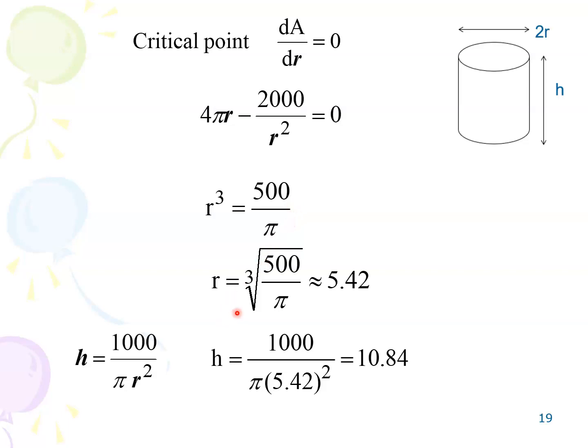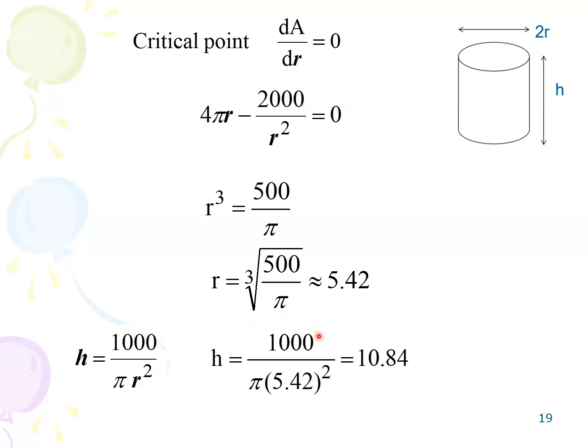So r will be the cube root of this thing, which you can calculate using a calculator, then you get approximately 5.42. The r here is your radius. So you get your r or radius equal to 5.42. Radius only starts from here until here, half of it. And your height will be 1000 over this.